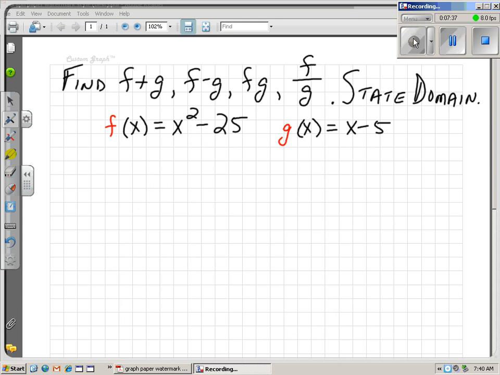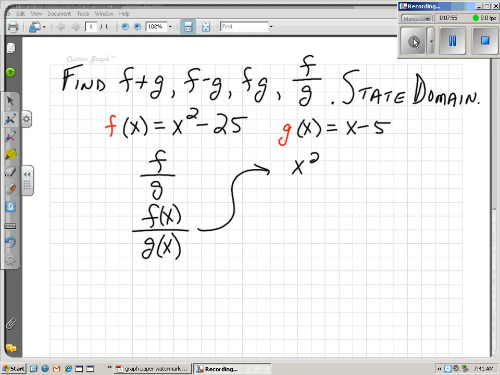All right, now f over g. So f over g is what they're asking for. Well, that just means f of x divided by g of x. Okay, I'm going to move up here so I have more room. What's f of x? F of x is x squared minus 25 over g of x. What's g of x? It's x minus 5. Now it looks like we're done, but when you have a fraction, you always want to look and see if you can factor something out and maybe do some canceling, all right?